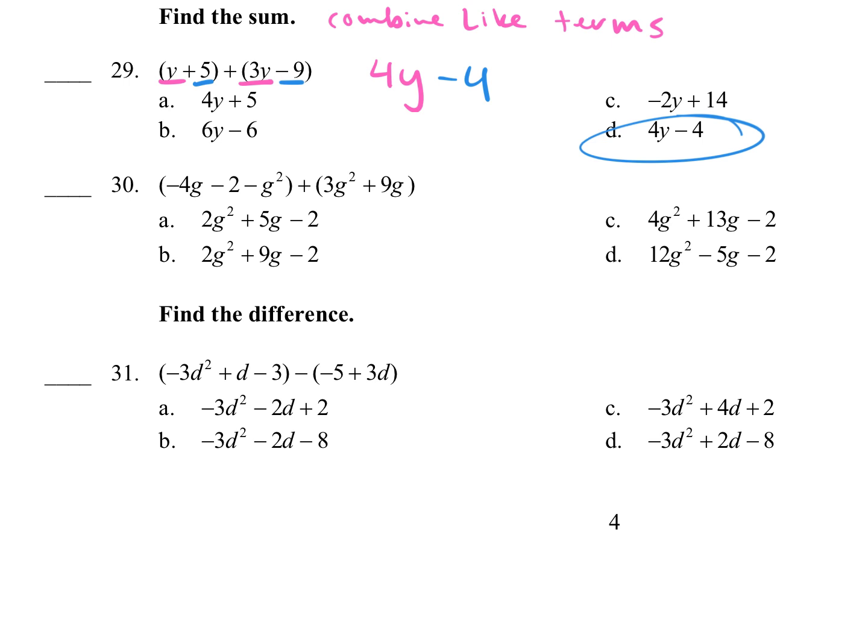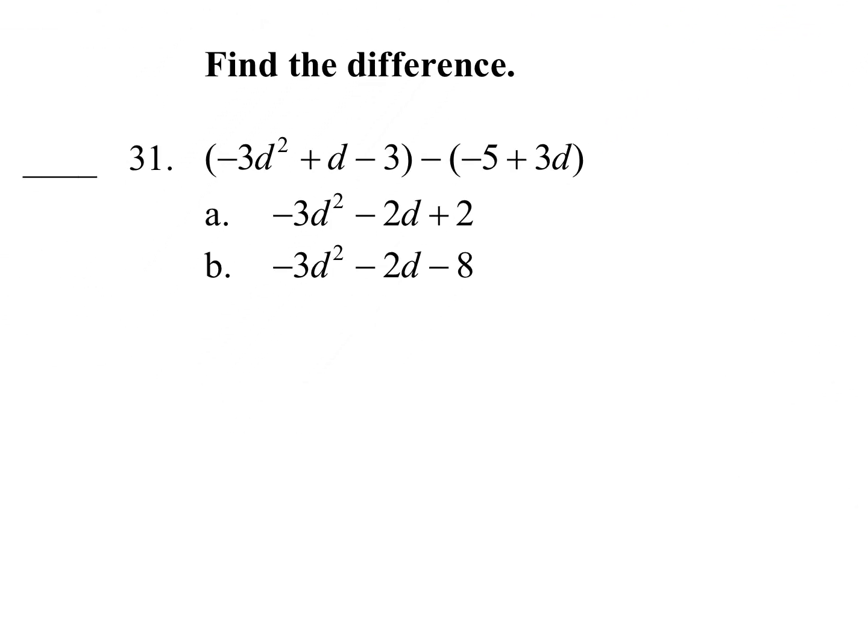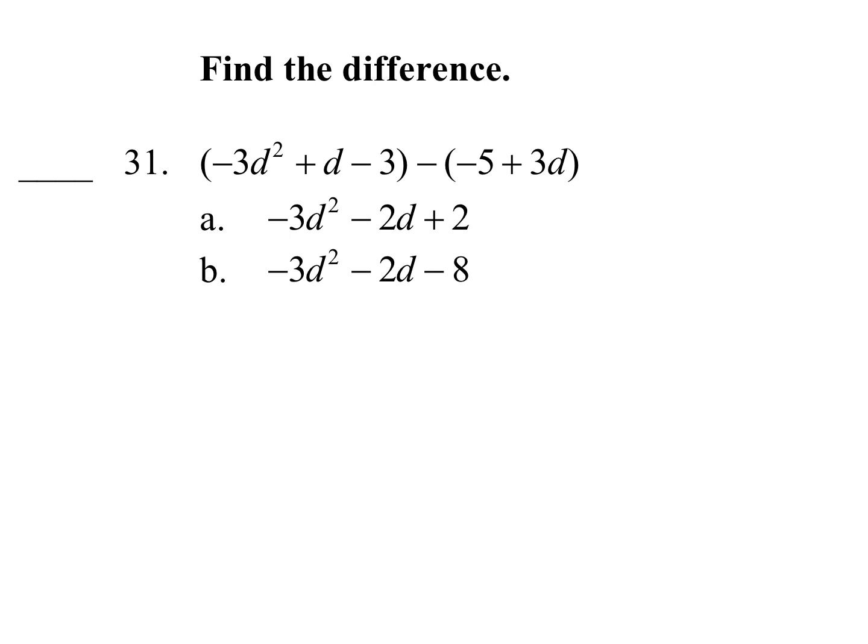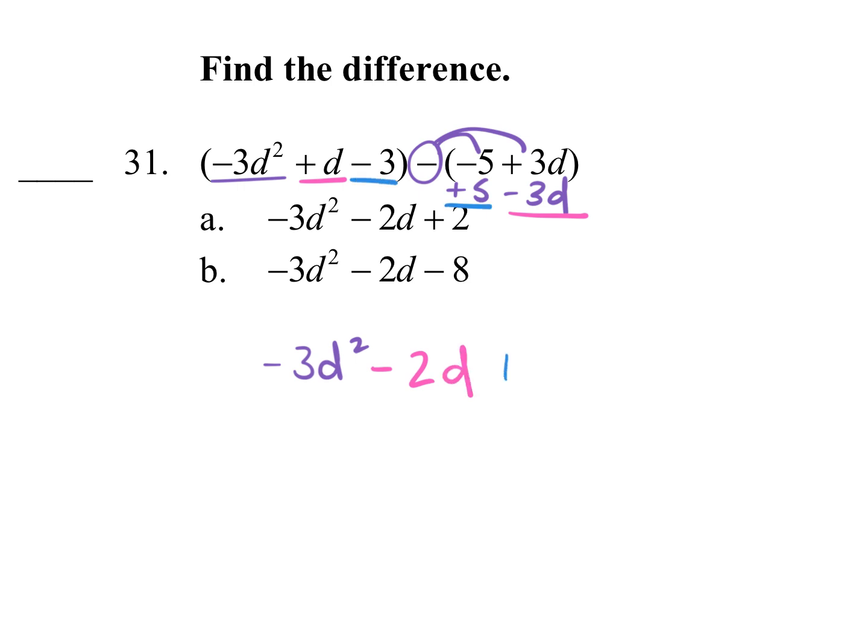What do we have to do when we find the difference, when we subtract? What's the difference between adding and subtracting? What's the first thing we have to do when we subtract? So for number 31, what would the first thing we do be? For 31, we want to distribute the negative to everything behind it. So it becomes plus 5 and minus 3d. Then we just combine like terms. So we have negative 3d to the second power. D minus 3d would be negative 2d. And then negative 3 plus 5 would be plus 2. So that would be answer choice A.